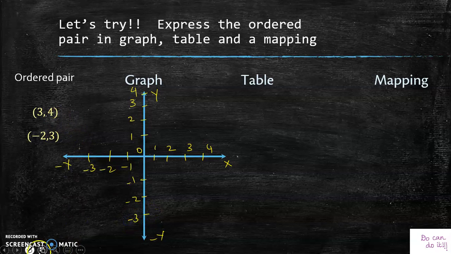So let's plot 3, 4 first. 3 you have here and 4 here. 3, 4. And then negative 2, 3. So negative 2, 3. I request all the students to practice this. And this is 3, 4.